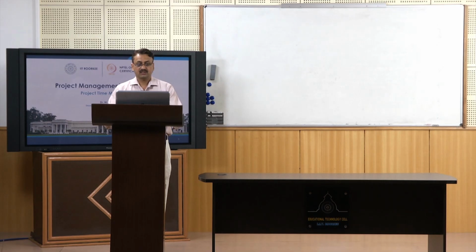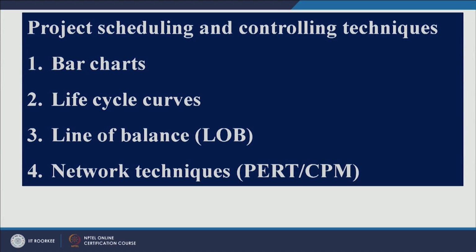Okay. So now let us start in detail about this particular topic. So there are different project scheduling and controlling techniques. What is project scheduling? Project scheduling is you are coming up with a schedule in which you will give that at this particular time an activity will start and at this particular time activity will stop, right. So it's called project schedule, right.